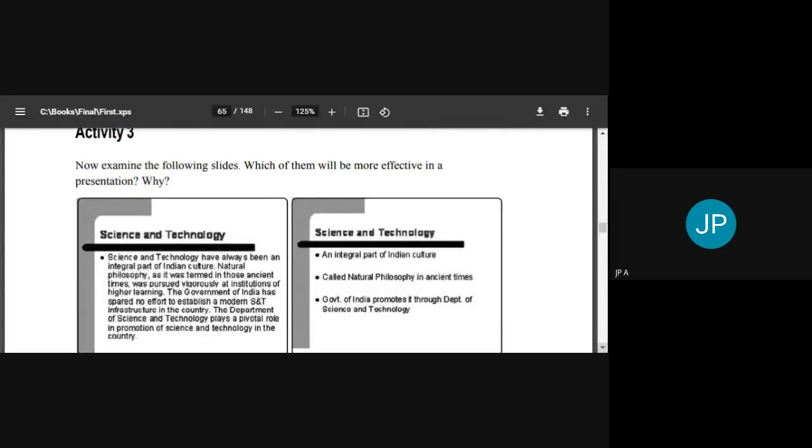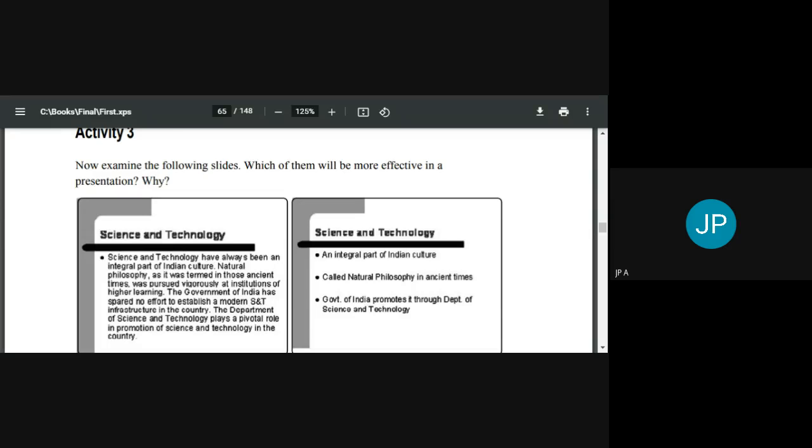Now we examine the following slides. Which of them will be more effective in a presentation? There are two slides. The first slide has a very long text. The second slide has just points. Which of these two slides will be more effective?